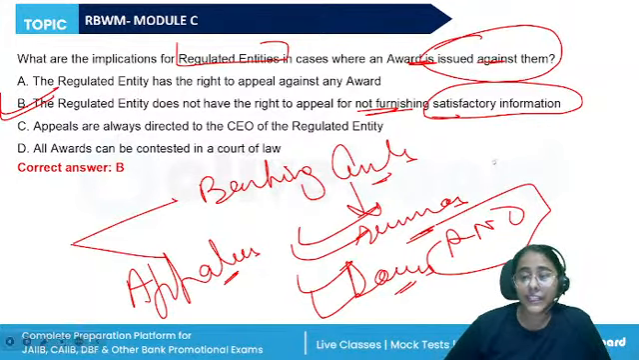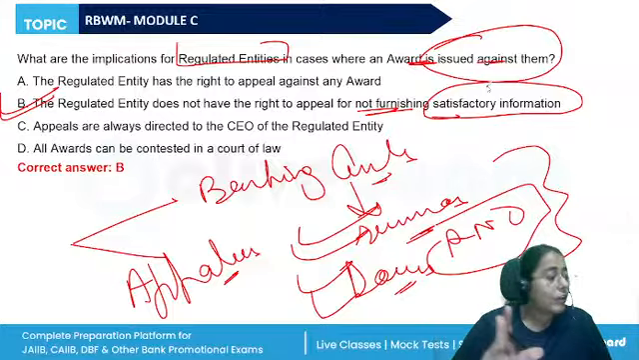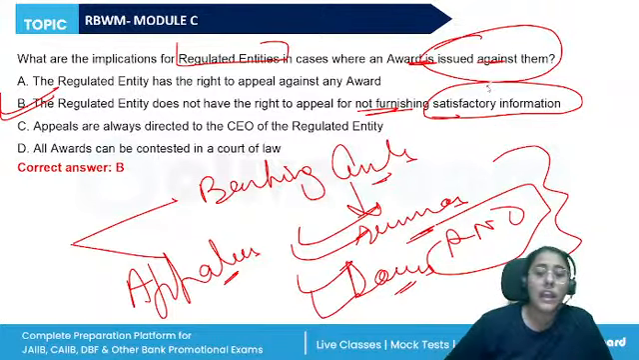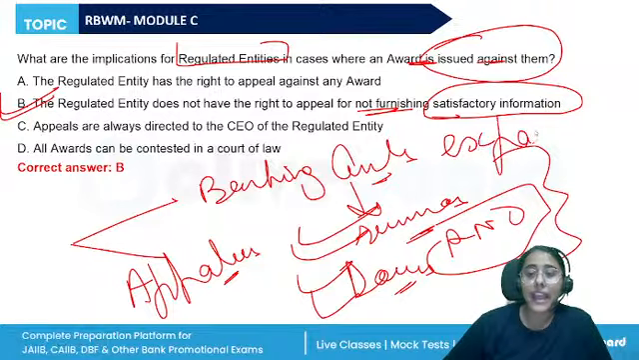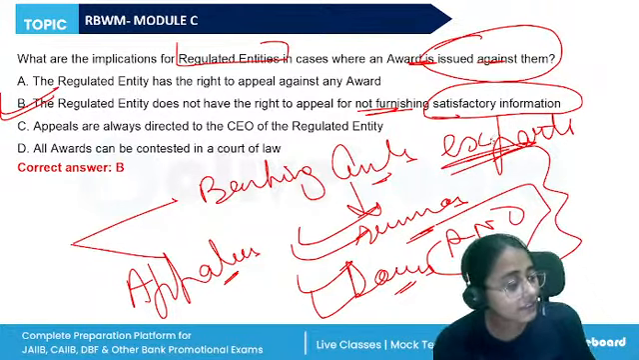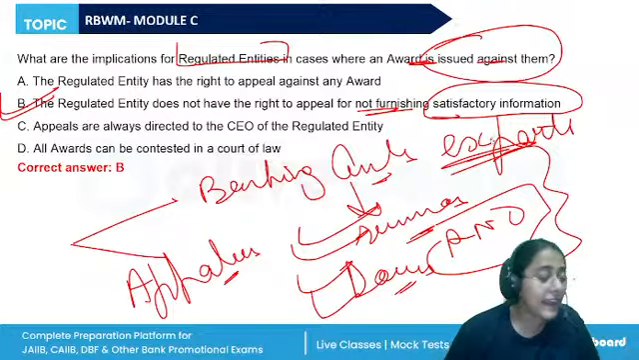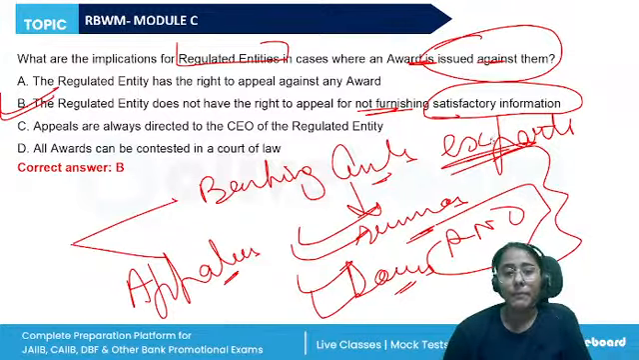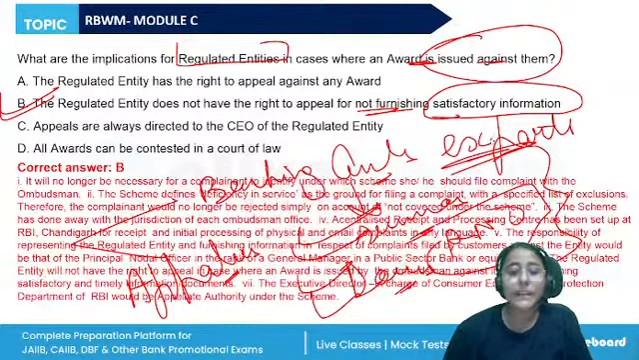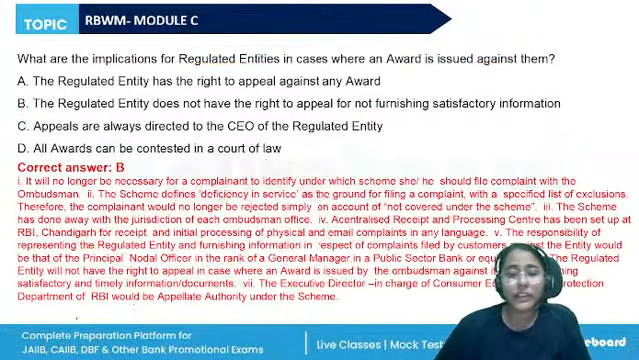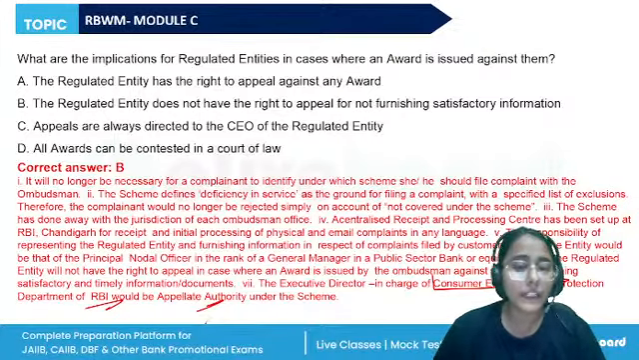Right? So, this decision, where the award is passed only by hearing the side of the complainant, the customer, is known as an ex parte decision. When the bank fails to provide satisfactory information, or has provided incomplete, incorrect information, then they will not be given the right to appeal. They will have to accept the order that is passed by the ombudsman. Who is the appellate authority? The executive director in charge of the CEPD will be the appellate authority.